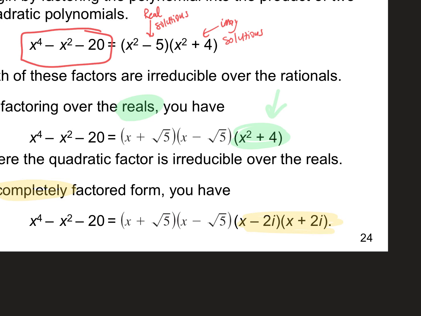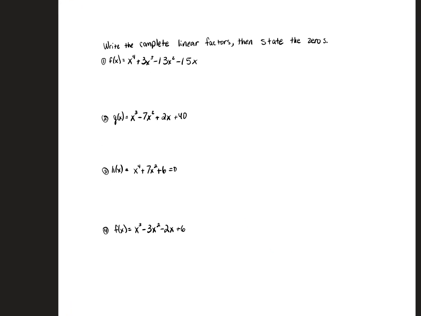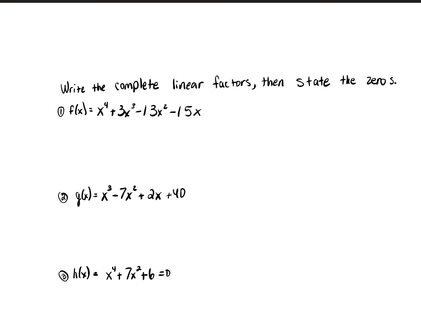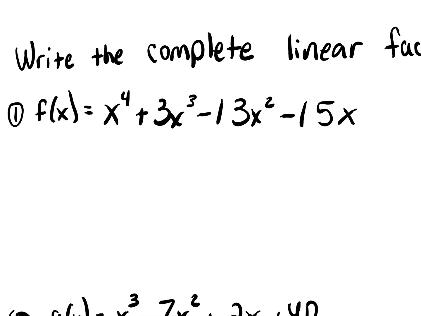All right, when it says to factor, you're going to leave your parentheses. If it says to solve, or what are the x values, what are the zeros, that's when you set equal to 0 and solve. So we're going to do a bunch of examples. When you have a question like this, it says write the complete linear factors, then state the zeros. We're going to do it in 3 ways. We're going to factor over the reals. We're going to then completely factor. And then we're going to state the zeros, meaning we're going to say what x equals, okay? One extra step. So if you have a question like this, guys, I told you factoring is never going anywhere. All right? The first thing we're going to do is try to factor.